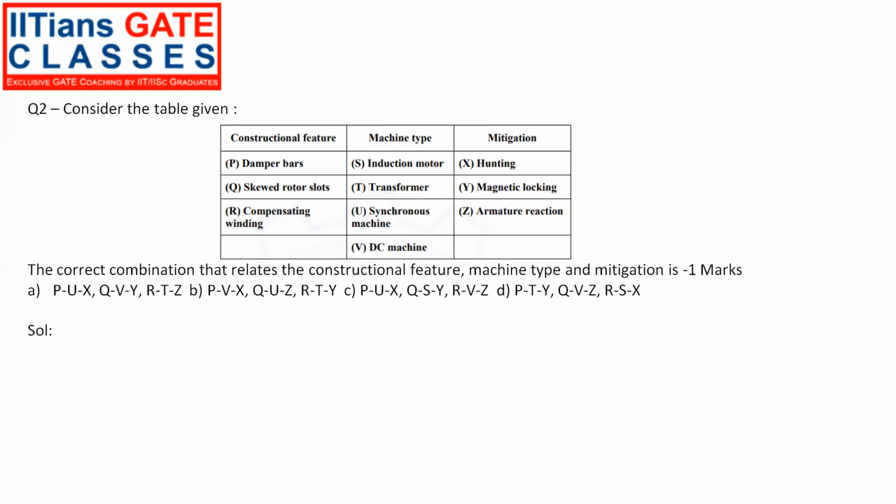They have given us a table consisting of constructional features, machine type, and the mitigation techniques used, and they're asking us to find the correct combination. Generally, for synchronous machines, damper bars are used to avoid hunting. That is one combination, which is P, U, and X: damper bars, synchronous machine, hunting.